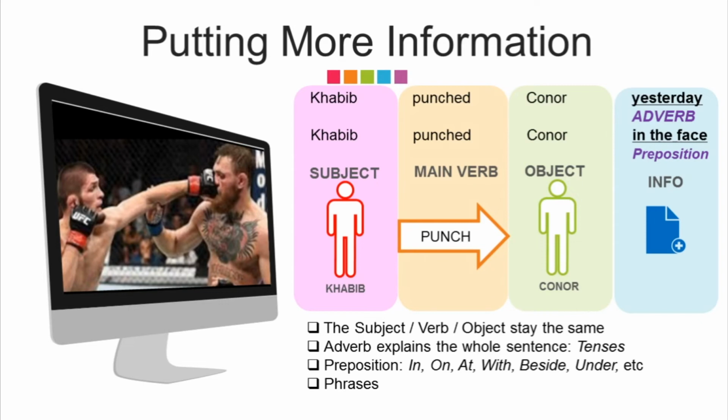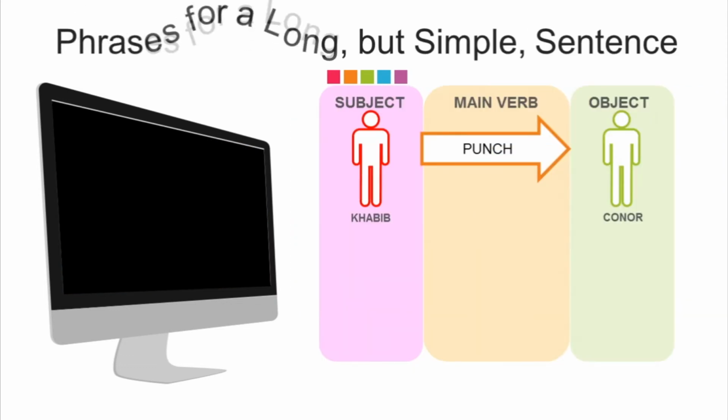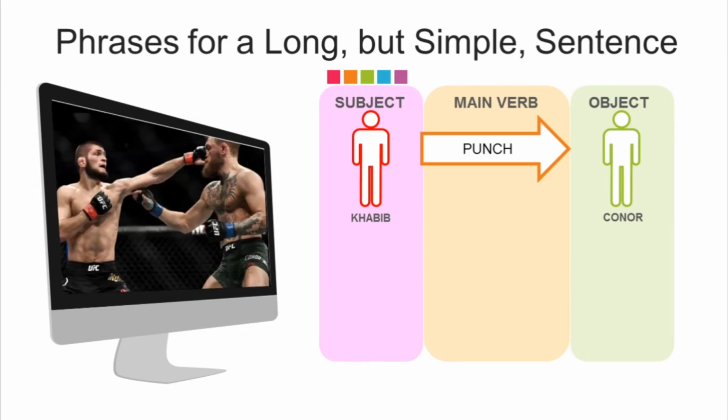A preposition always starts with in, on, at, with, beside, under, and a lot more, but for now, we will just focus on these basic prepositions. Also, a preposition is always in the form of a phrase, and you can also change the adverb into more than one word, which is also a phrase. Now, phrases can create a long, although still simple, sentence. Let's see how that works.